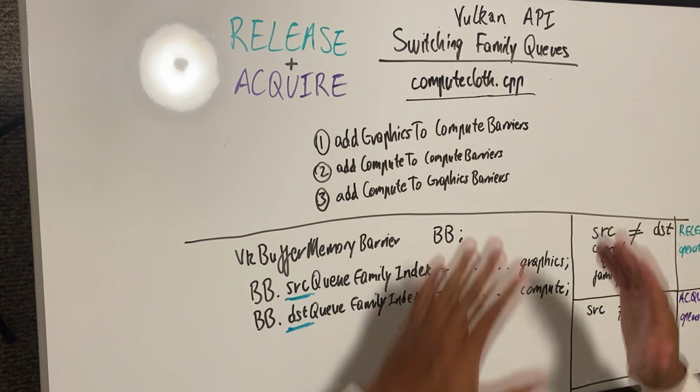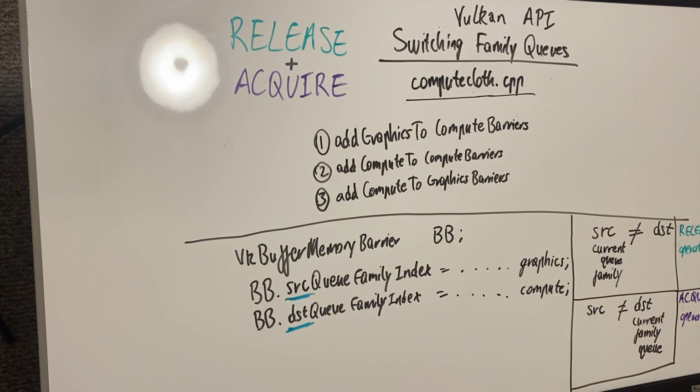And this is all within computecloth.cpp that is freely available on GitHub. You could just search for this string right here. Don't search for BB because I just used that for shorthand.